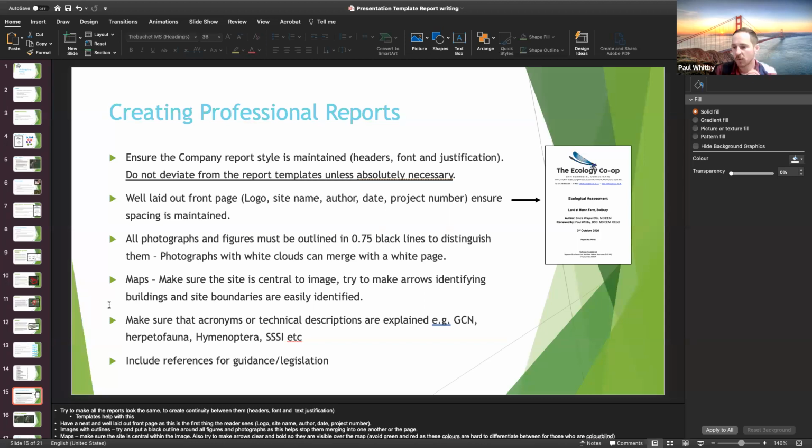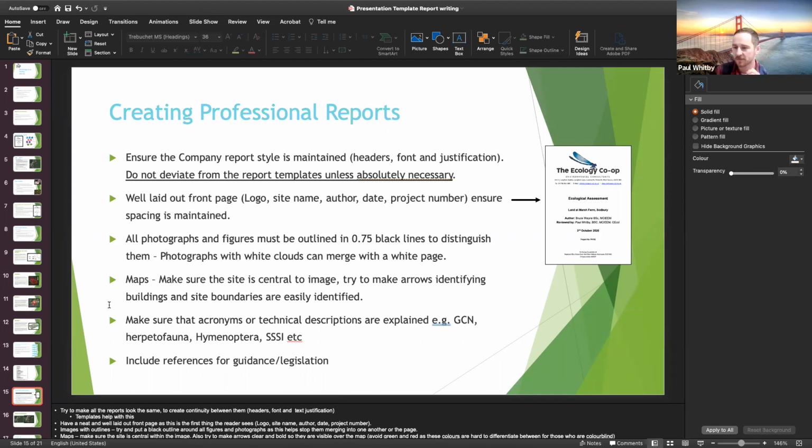But within all of our documents, it is the same because it is kind of the identity of your company. So make sure you don't deviate from the report templates unless absolutely necessary. Quite often I'll see where people have inserted text they might have copied and pasted from elsewhere, and that can cause problems with the formatting.